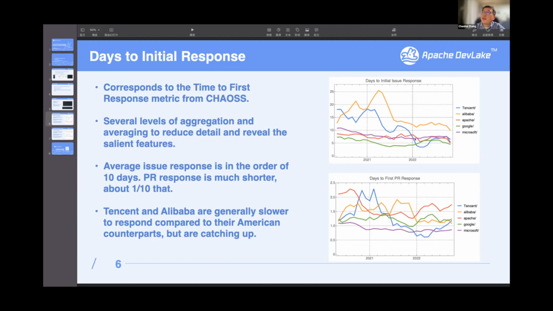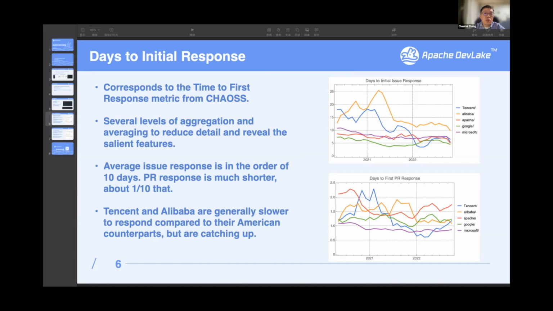So you see the curve here. It is calculated after all the averaging and aggregating has taken place. From the resulting charts, we can see that the average issue response is in the order of 10 days, whereas the pull request response is much shorter, about 1/10 that. So it's only about 1 to 2 days on average.